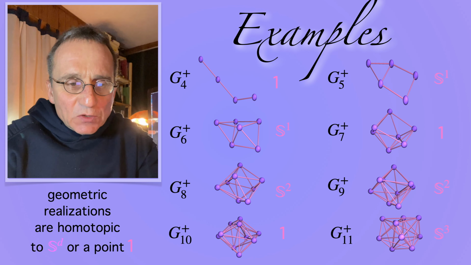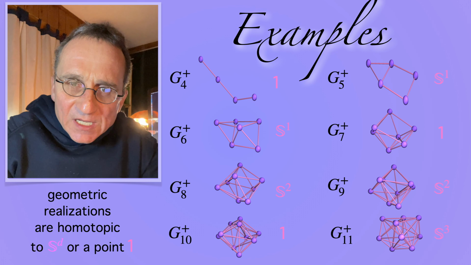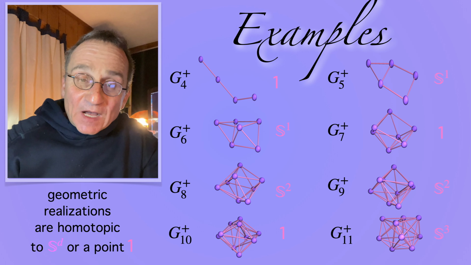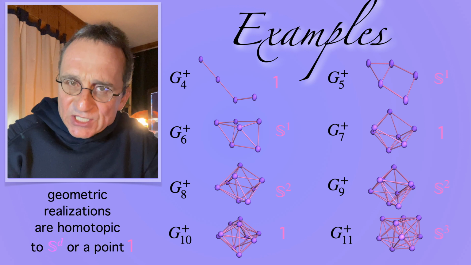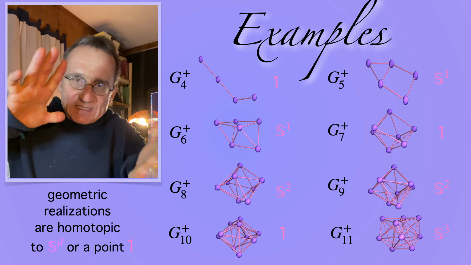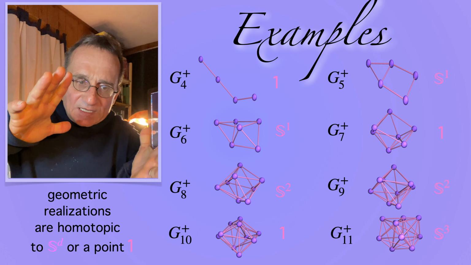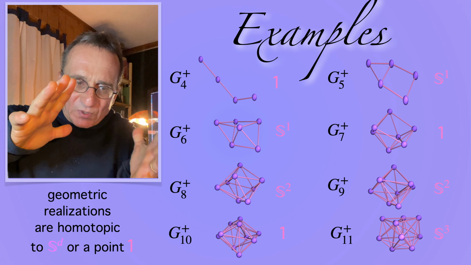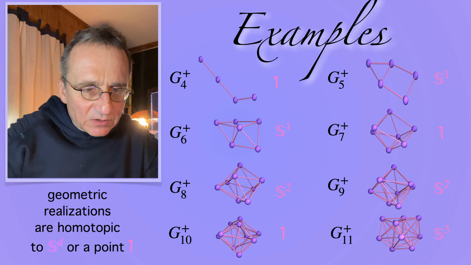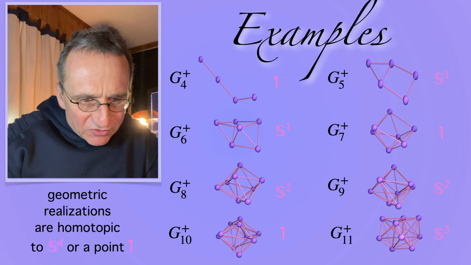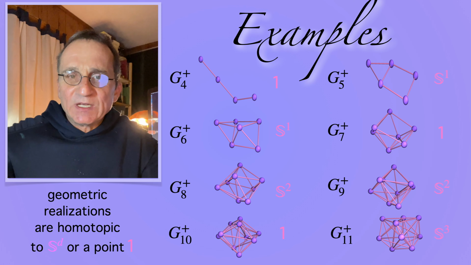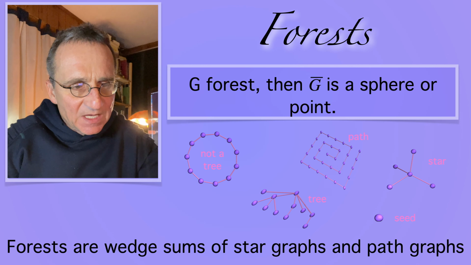And so let's just look at the examples. So G4, that's also a self-dual case where we have a contractible graph. G5, we have G5 plus, that's a house graph, which is homotopic to one sphere. G6 is kind of a prism, but with a connection. So in this case, this is actually a circle. It's homotopic to a circle. G7, it's contractible again. G8 is S2. So we have kind of like that.